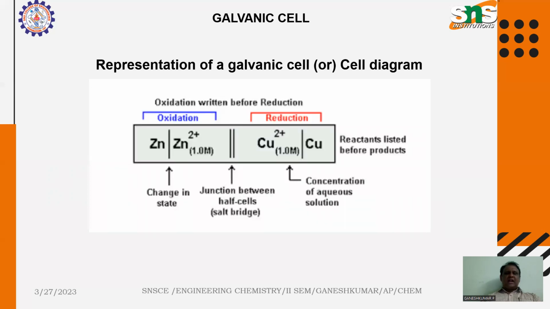The cell reaction can be written in a very simplified way, which we call a cell diagram or cell representation. Oxidation: zinc is converted to Zn2+. Reduction: Cu2+ is converted to copper. So this is the oxidation reaction and this is the reduction reaction. The double line between these, which separates the anode and cathode, is the salt bridge.